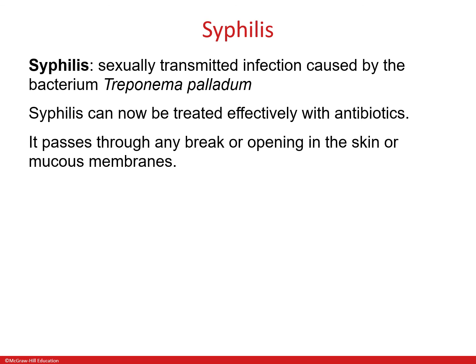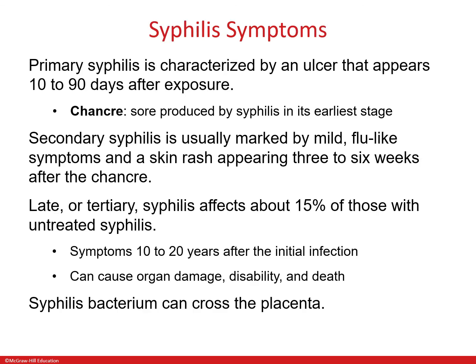Syphilis requires warmth and moisture to survive, and it dies very quickly outside of the human body. The bacterium passes through any break or opening in the skin or mucous membranes and can be transmitted by kissing, vaginal or anal intercourse, or oral genital contact. Syphilis progresses through several stages.